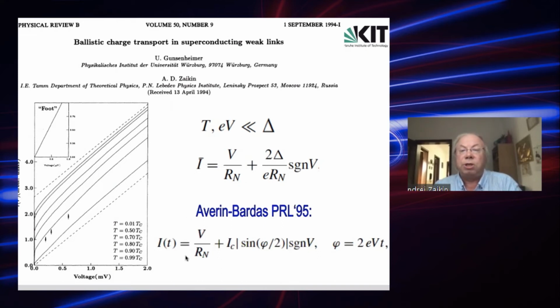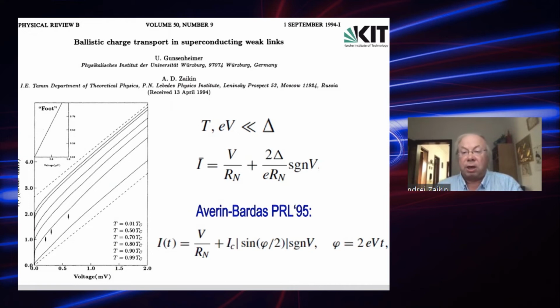And here what you see is the current which depends on time, in the limit of small voltages, which has this form. This is a result obtained a year later by Averin and Bardas. If you average with respect to time, then of course you get back this result. So what you see here is that in addition to the standard ohmic term, you have this excess current, and it's by no means small. It's actually quite large. And it has to do with this phenomenon of multiple Andreev reflection.